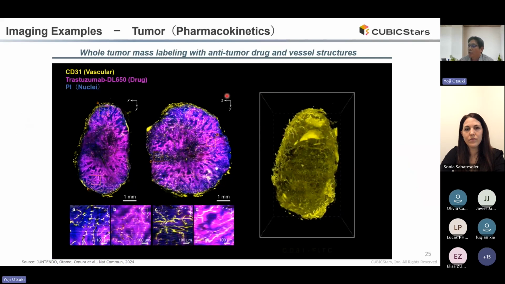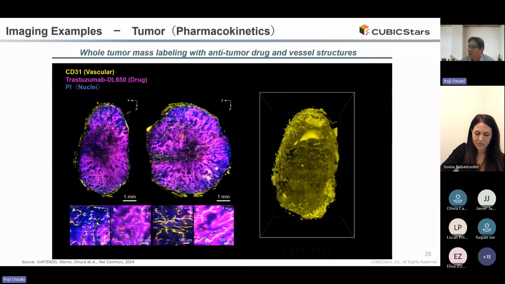And in this slide, I'll show you different applications in the drug development field. In this case, researchers made a CDX, a cell-derived cancer xenograft model in the mouse, and then the mouse was administered a specific anti-cancer drug named trastuzumab. That's the antibody drug for the HER2 molecule. Then the researchers collected the sample and took a 3D image to evaluate the distribution of trastuzumab inside the whole tumor mass.